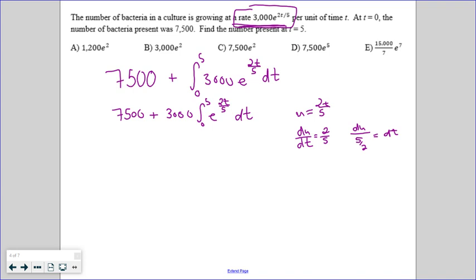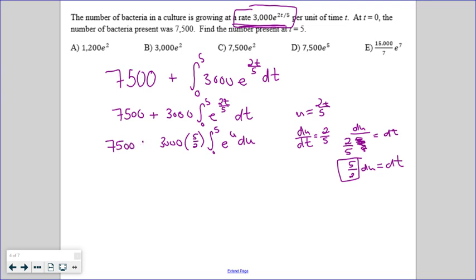Oops, not over 5/2. Over 2/5 or 5/2 times du equals dt. Okay, so coming back over here, doing that substitution, first of all, I can slide this 5/2 out front. The integral of e to the u du. Just doing my u substitution here makes my integration process easier. So the antiderivative of e to the u is e to the u.